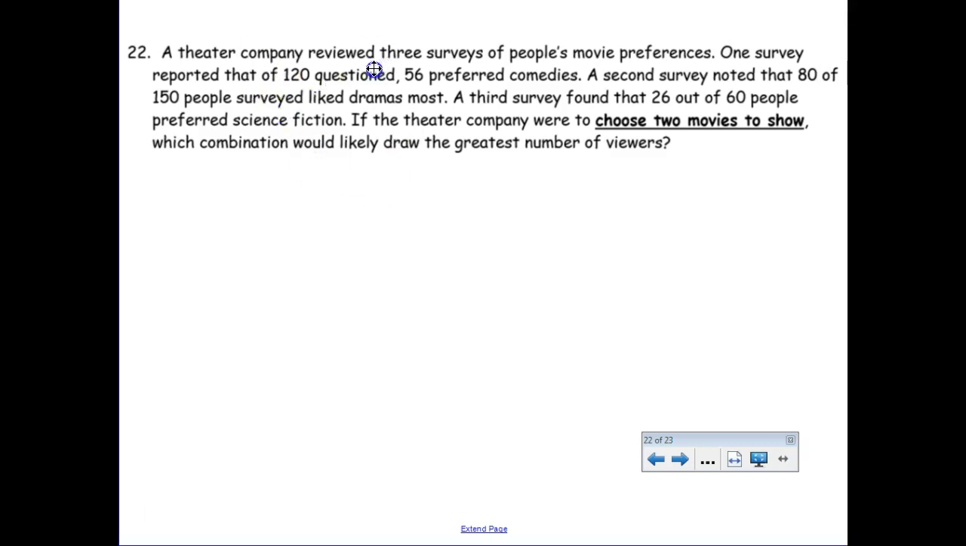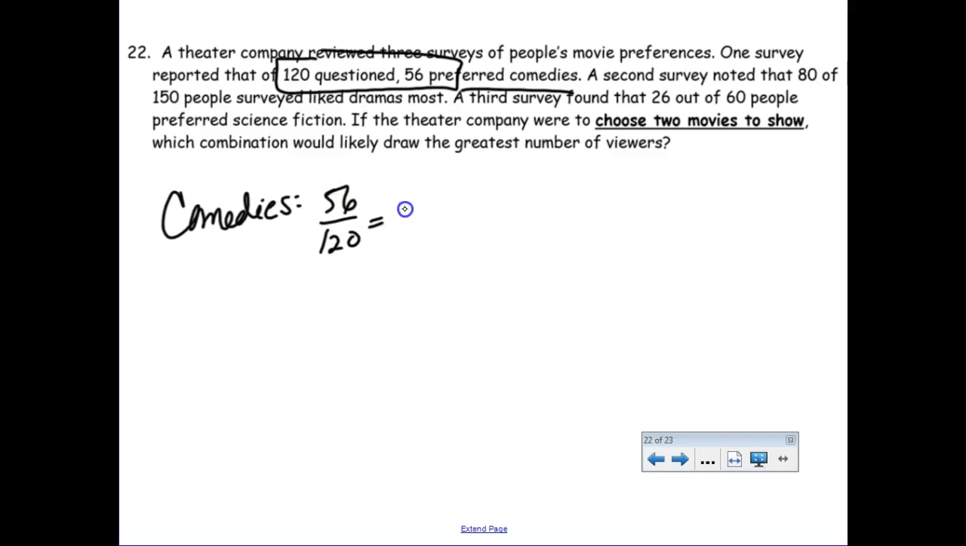Alright, the theater company reviewed 3 surveys of people's movie preferences. So they have data from 3 different surveys. We got to compare them, and the best way to compare them is to look at percentages. So comedies: 56 out of 120, which if I convert that to a decimal or a percent is 0.47, so 47%. And then we have, what do we have next? Drama. Dramas, 80 out of 150, which is 0.53 or 53%.